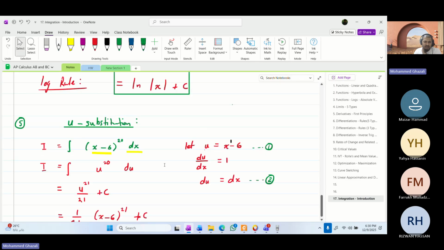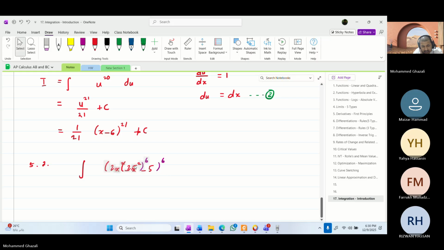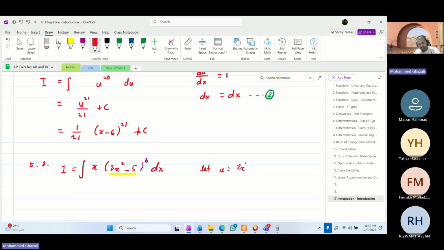Let me give you another example. Example 2 on u substitution: the integral of 2x squared minus 5, all to the power 6, and I have x on the outside. You always make the one that's looking uglier equal to u. So make the one in the bracket equal to u. Let u equal 2x squared minus 5.